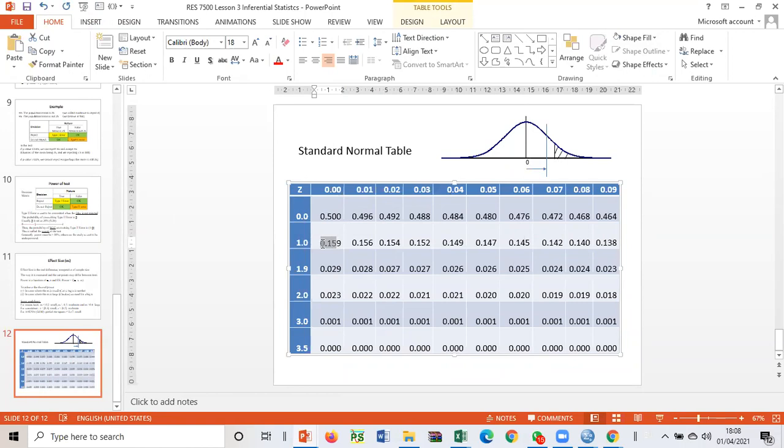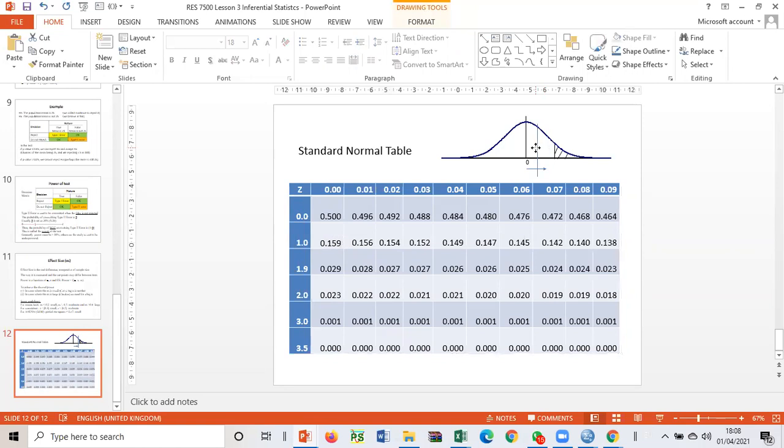Round it up, 0.16. Is it okay? This side 0.16 by symmetry. On this side also must be 0.16, right? Sorry, 0.16 is the tail area. From here onwards 0.16. The whole area under the curve, how much? 1. This area how much? 0.5. So this measures the tail area. This tail area equals 0.16.